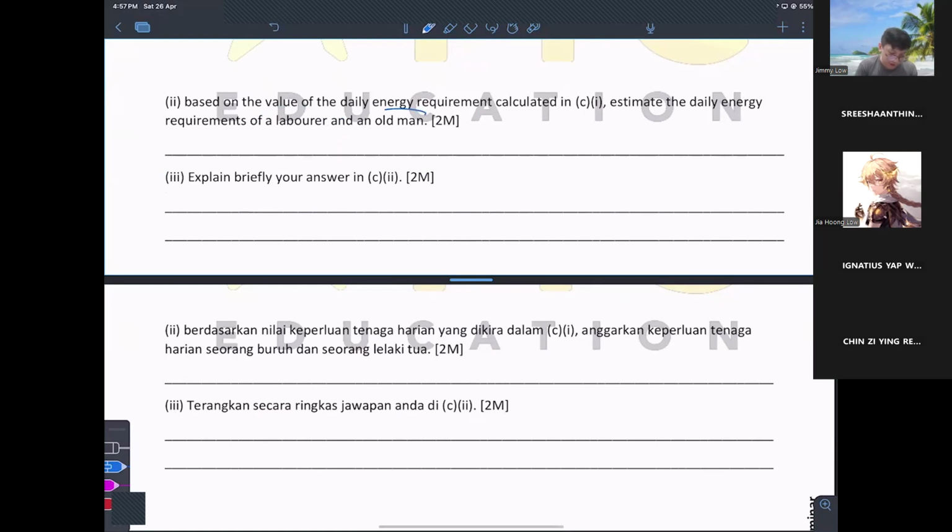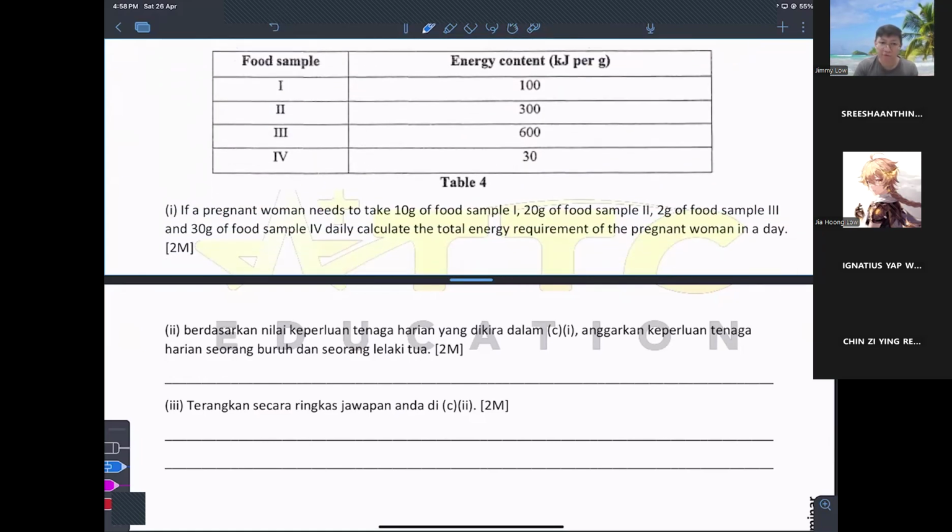You just explain that because of the old man's age, he has to eat less. The laborer, because of working nature and gender, has to eat more than the pregnant woman. Because the question is asking with reference to the pregnant woman.